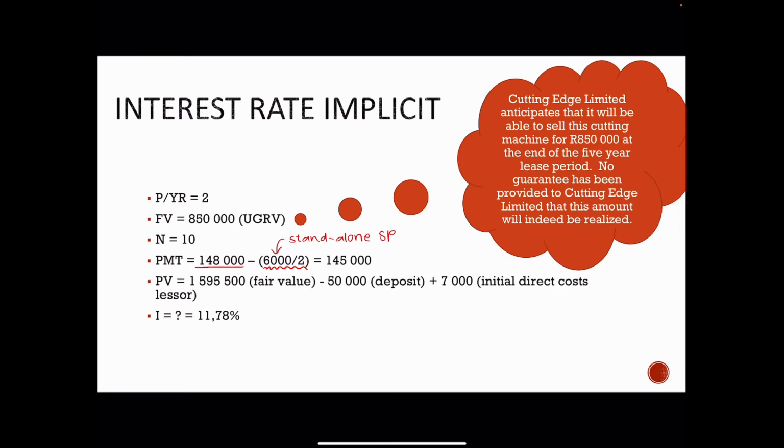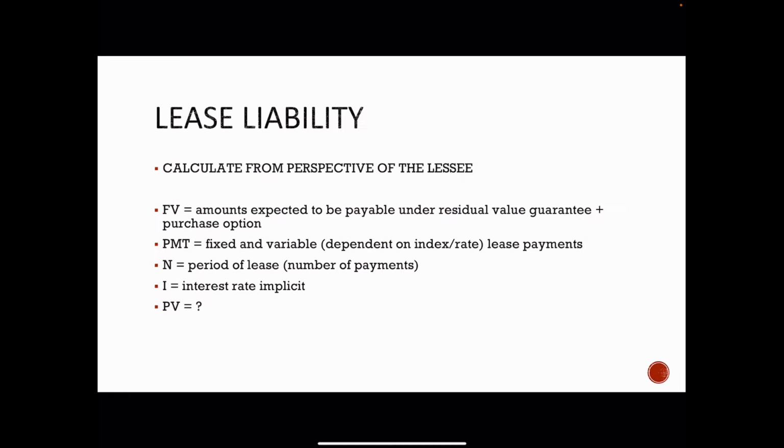The present value is then the fair value of the asset at the date of the commencement of the lease, minus the 50,000 Rand deposit, plus the 7,000 initial direct costs of the lessor. And this then gives you an I of 11.78%. So now we have the interest rate implicit, and we can go and calculate the lease liability.